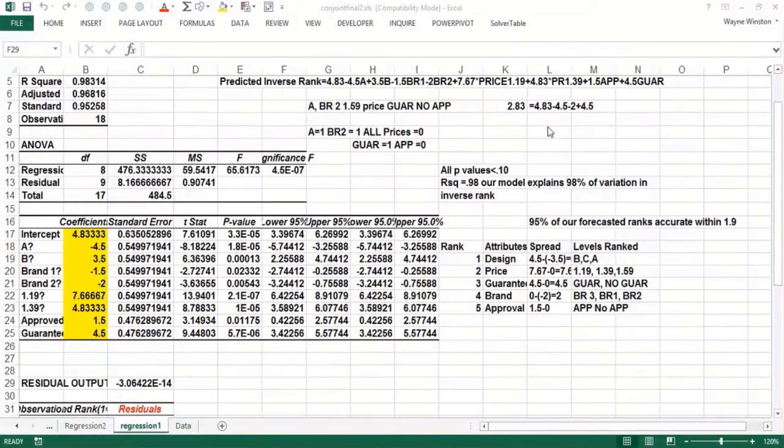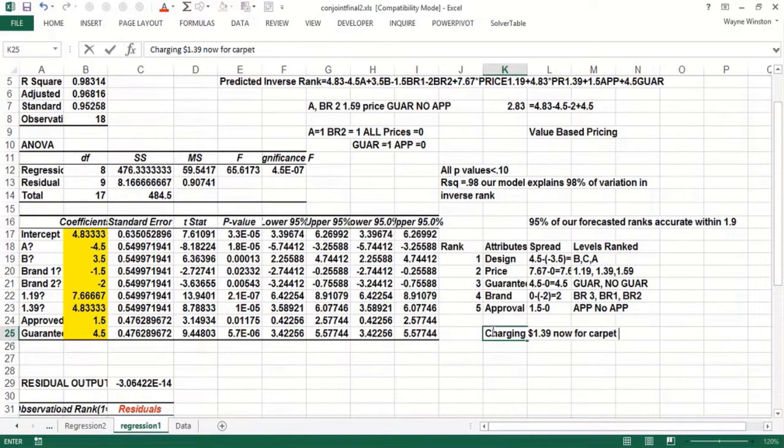To wrap up our discussion of conjoint analysis, let's talk a little bit about value-based pricing. In other words, how can we figure out what you should charge for a product attribute? A specific example: suppose we are charging $1.39 for the carpet cleaner, and we want to add a guarantee, and there's no guarantee currently. If we add a guarantee, how much can we raise the price because we're giving the customer something?